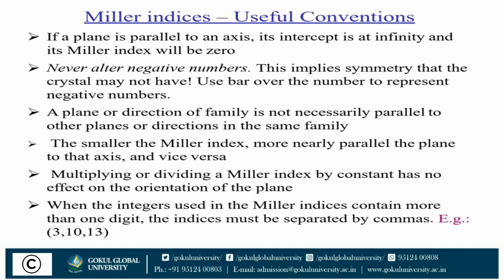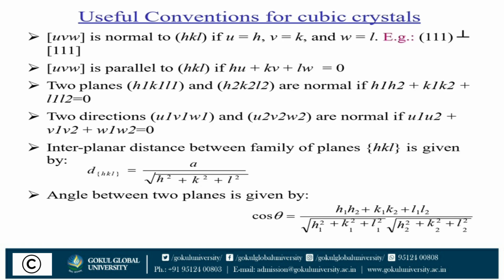Also we have to define integers used in Miller indices. If Miller indices contain more than one digit, the indices must be separated, like 3, 10 and 13. The useful convention may be used if you use x, y, z or x dash, y dash, z dash. If you define x, y and z, you have to use u, v and w. Then u equal to h, v equal to k and w equal to l. So the Miller indices are 1, 1, 1.